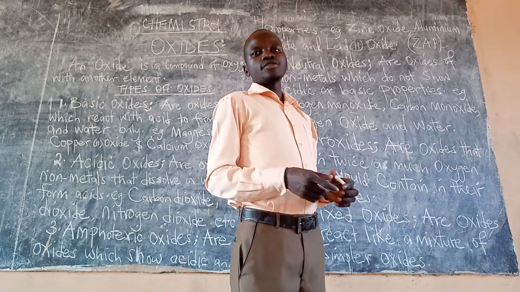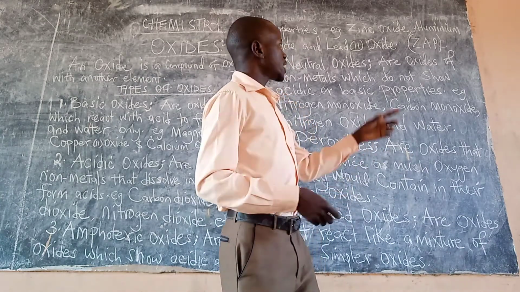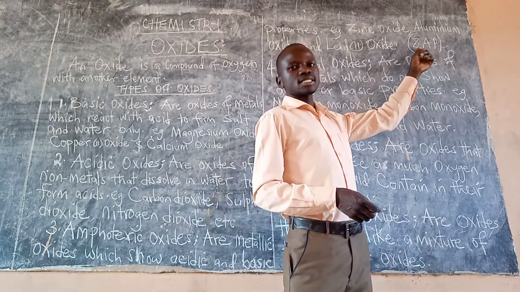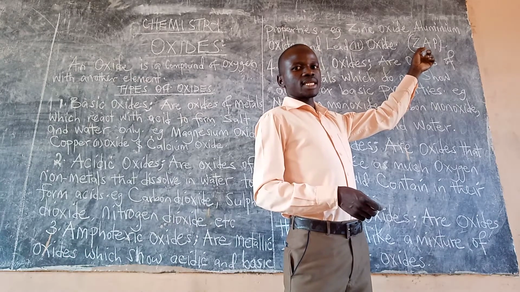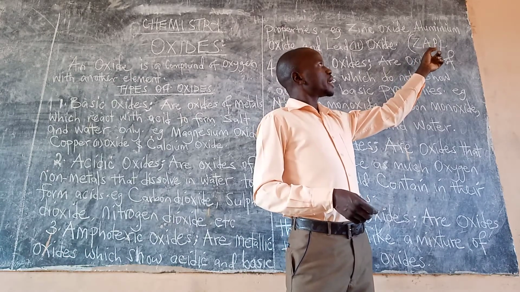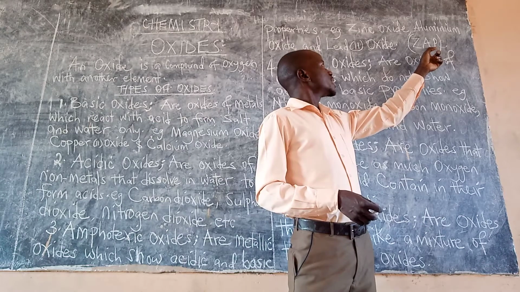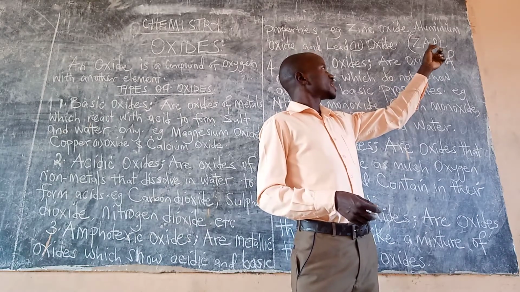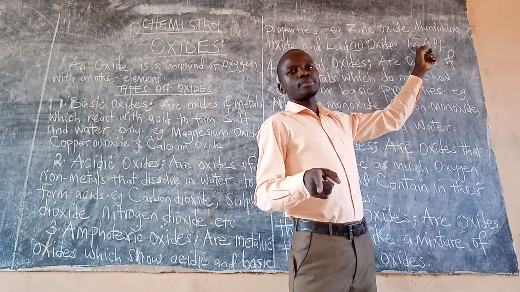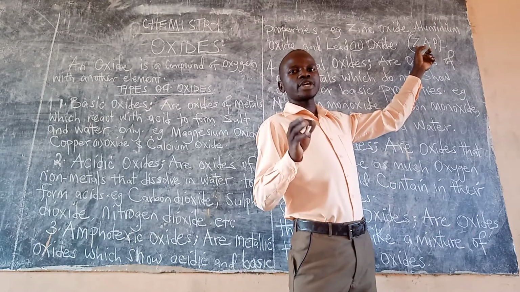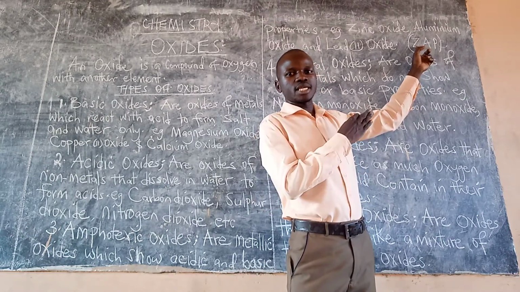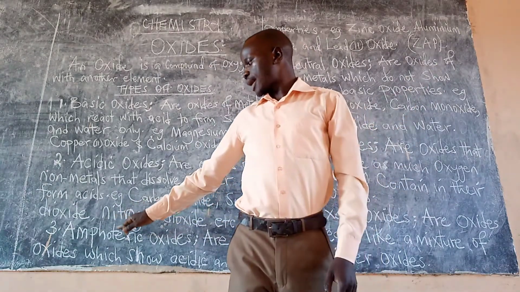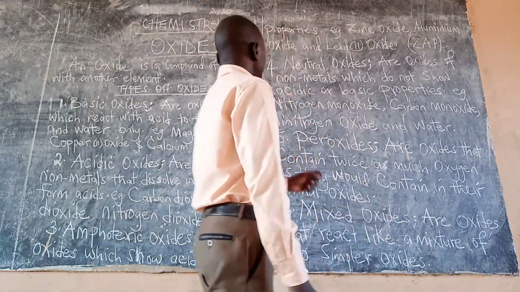In a simpler way for students to master, I have abbreviated it as ZAB. Z stands for zinc oxide, A stands for aluminium oxide, and this P here stands for lead 2 oxide. Now we call it ZAB. So ZAB is very easy for you to master. We have these 3, which are the amphoteric oxides.